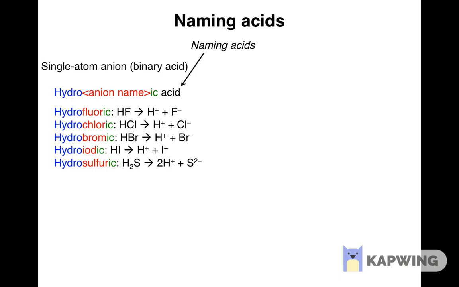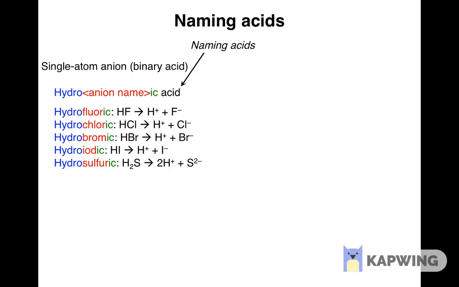Thus, if an acid consists of a hydrogen atom and a chlorine atom, chemical formula HCl, and therefore dissociates in solution into the H+ cation and the Cl- anion, then the name of the acid is hydrochloric acid.